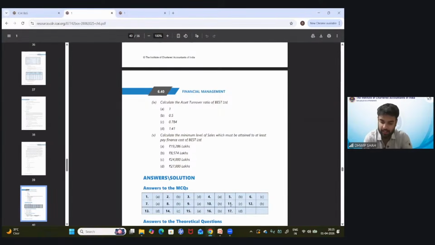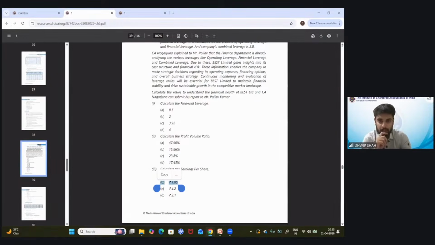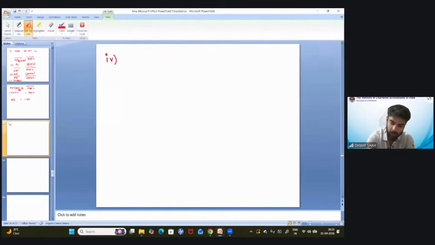Fourth, calculate. Acha, till point 3. Third MCQ clear, everyone? Any doubts in third MCQ? Okay, third is clear. Fourth, calculate asset turnover ratio. What is the formula to calculate asset turnover ratio? What formula have you learned in ratios chapter? Tell me. Send in the comment box.